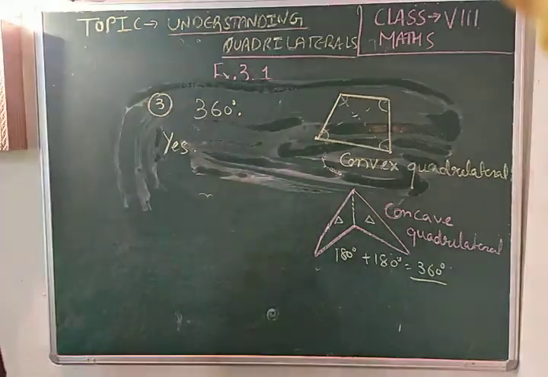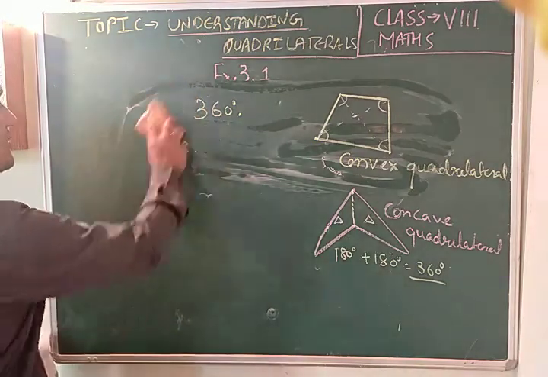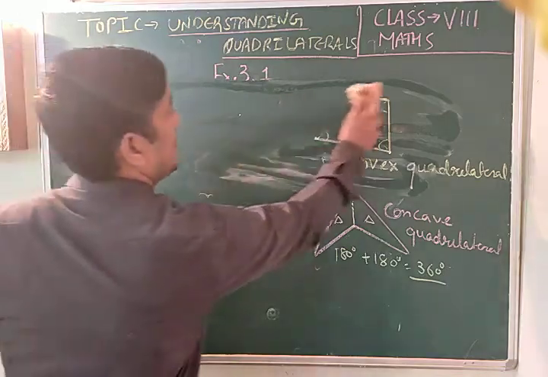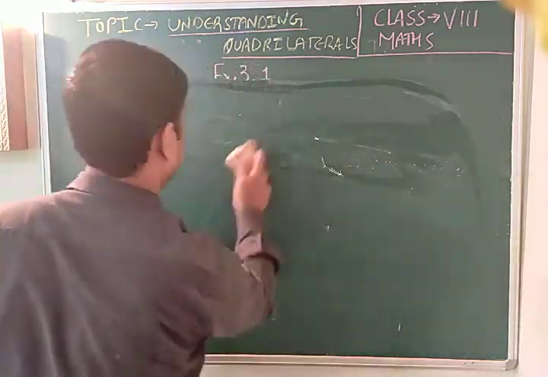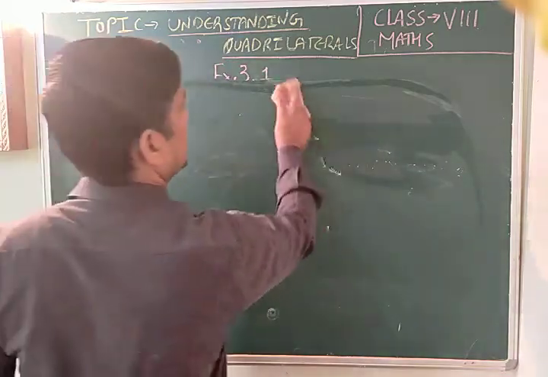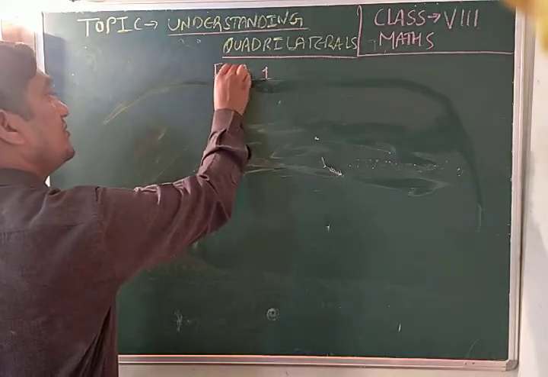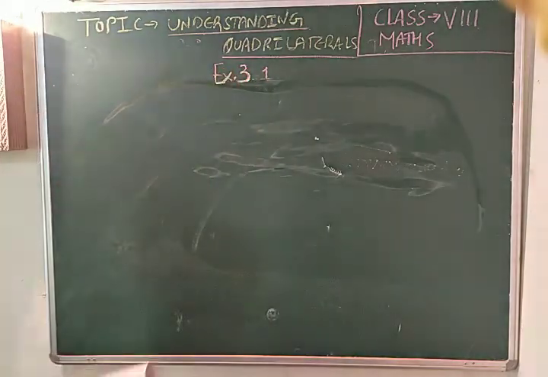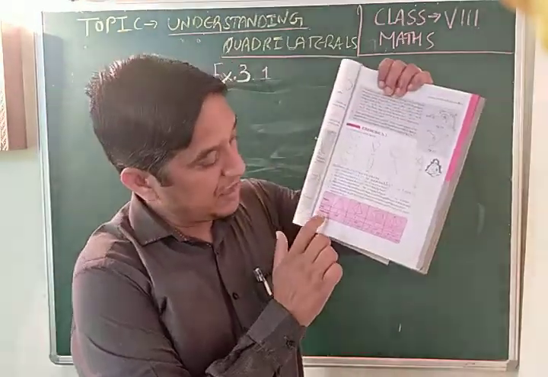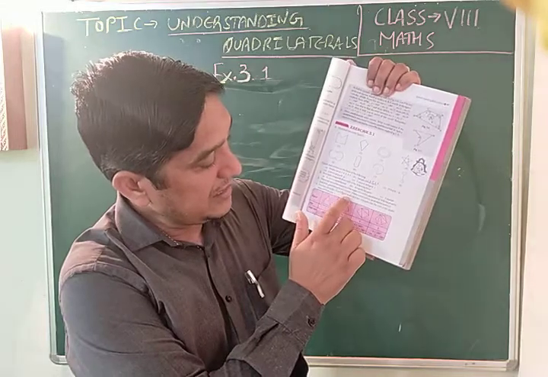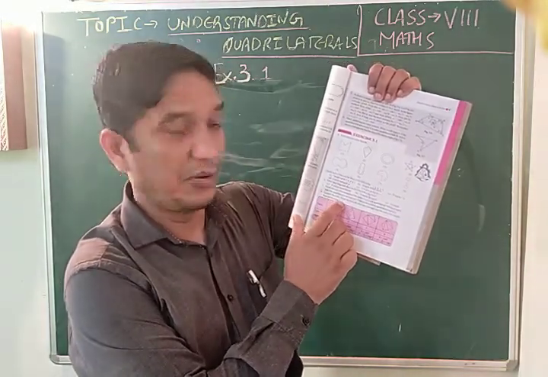Next children, question number 4. In question number 4, children, examine the table. Now you have to look at this table. Each figure is divided into triangles and the sum of the angles deduced from that.